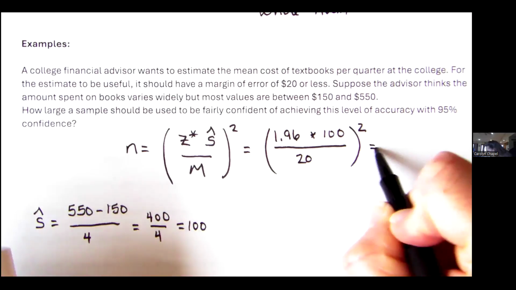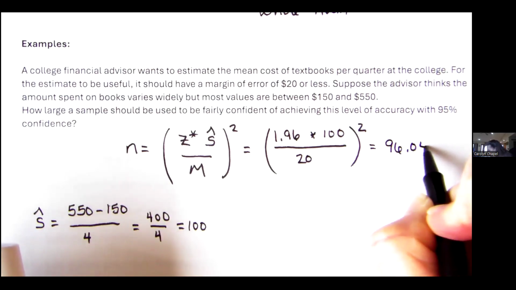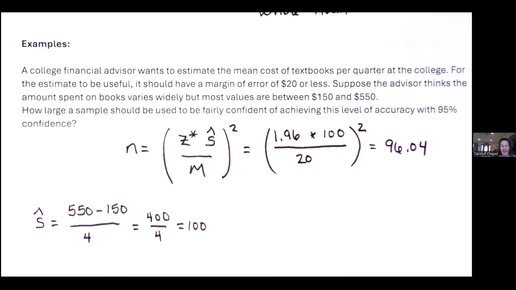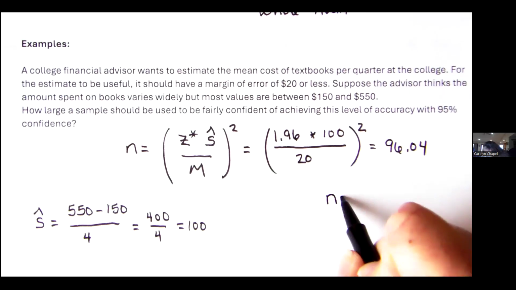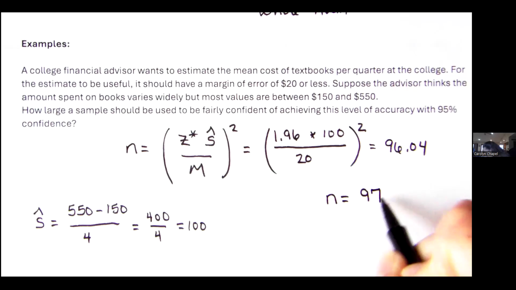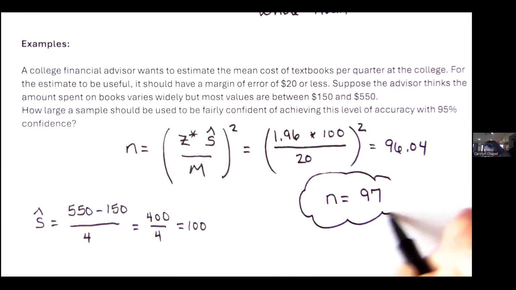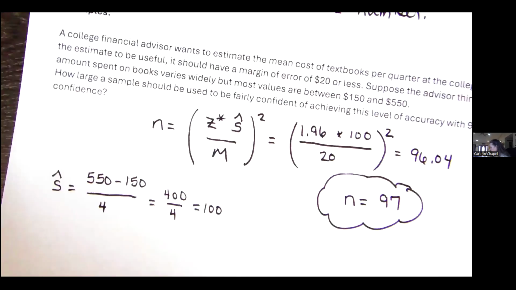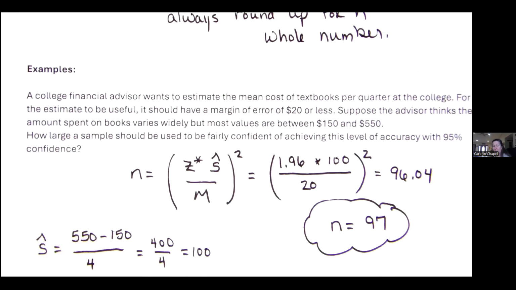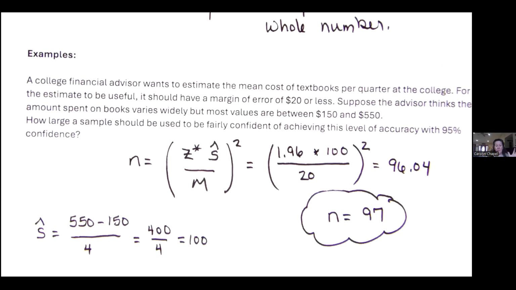I come up with 96.04. Now remembering n is a whole number, and we want to always, always round up. The n we will use is 97. So I want to make sure to go and get 97 students and ask them how much they spent on their books this semester or this quarter, whatever you're looking at. And we can use it to set up our confidence interval.